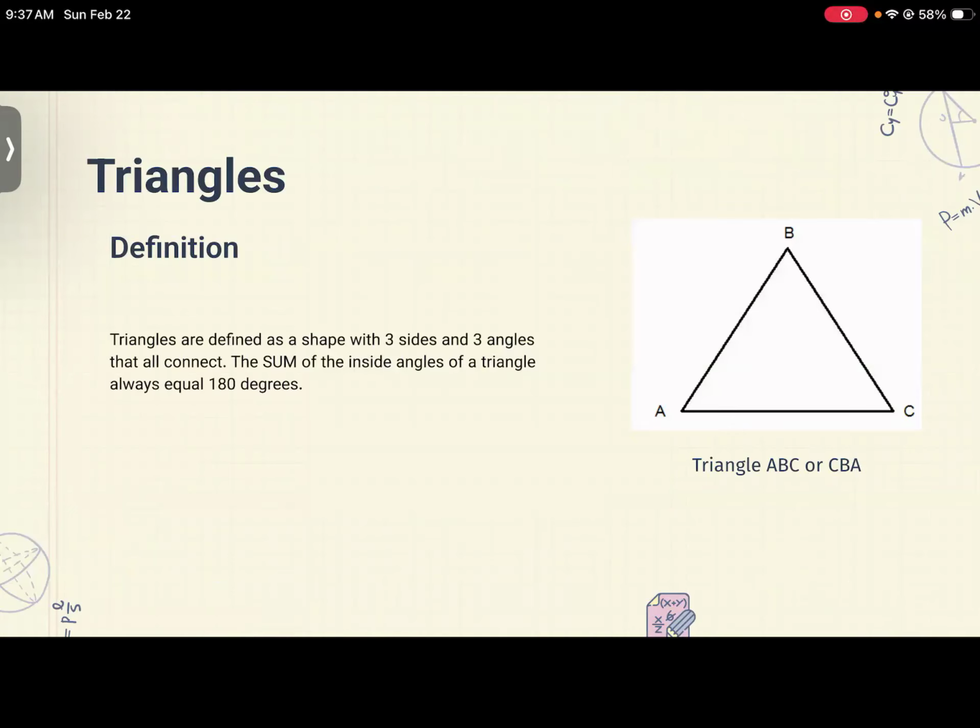Okay, so now getting into triangles. The definition of a triangle is a shape with 3 sides and 3 angles that are connecting, and the sum of the inside angles of a triangle always equals 180 degrees. So whenever there are 3 angles, you can just set it equal to 180. That's what it adds up to. And also you can see that triangles can be classified by letters, like how this is triangle ABC or triangle CBA.